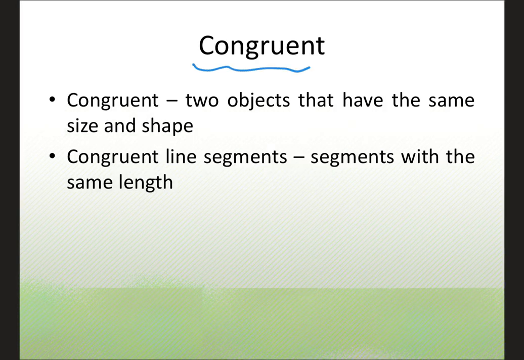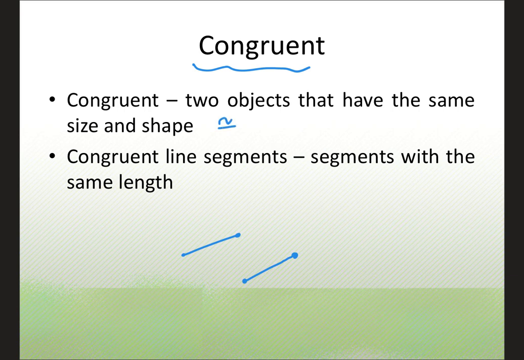The word congruent is defined as two objects that have the same size and shape. So if we're talking about congruent triangles, we're talking about two triangles that have the same size. If we're talking about segments that are congruent, it means they have the same length. So they have to be the same shape and size. Congruent line segments are segments with the same length. So if I measured this segment and then I measured this segment and they have the same length, then they would be congruent. It is a lot like equals.